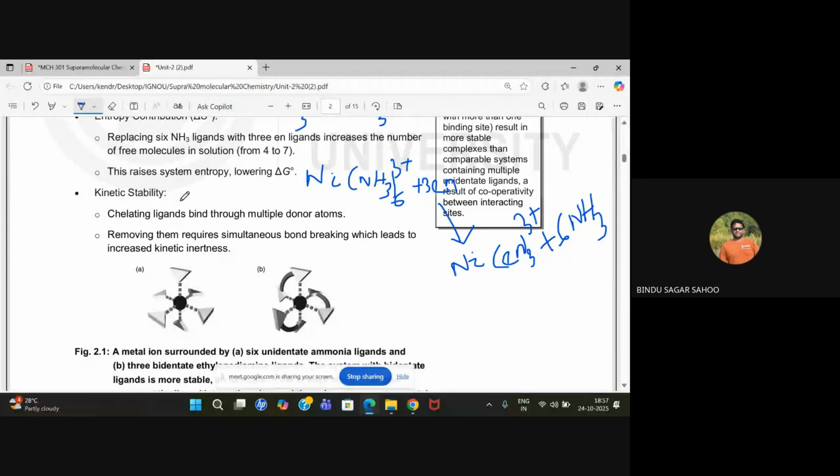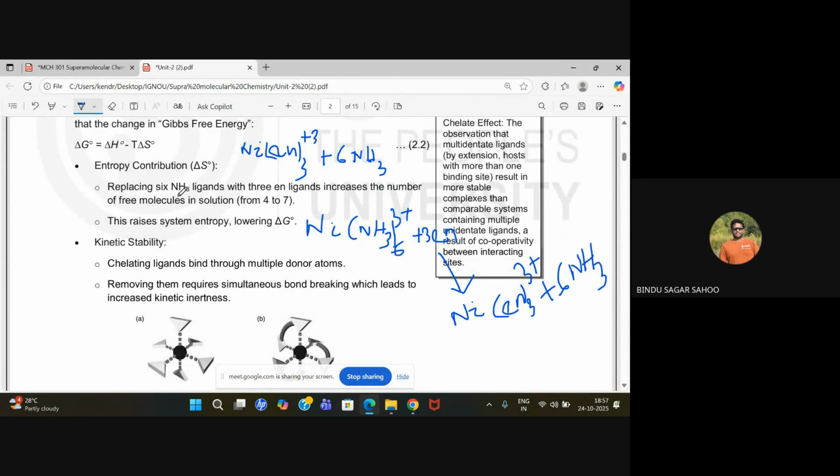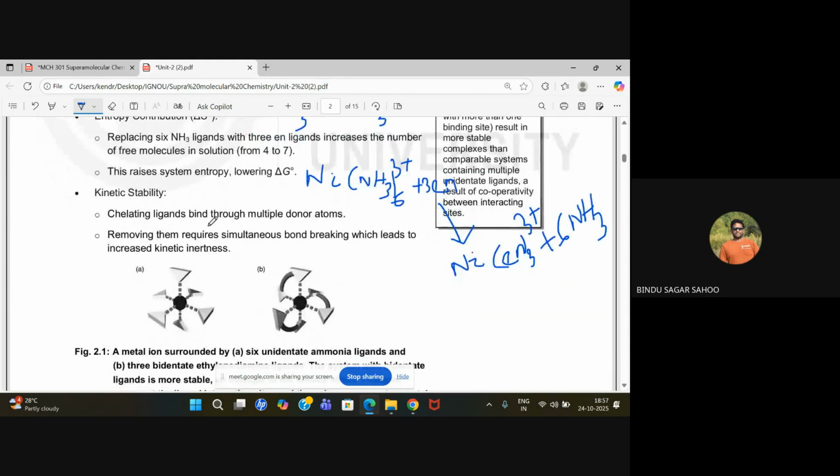Okay, so another parameter is kinetic stability. When the chelating ligands bind through multiple donor atoms, we can easily remove them also. Simultaneously, we can make the bond breaking, and we can simultaneously make the formation of another complex also. So these rings will overall form the stable complex. The chelate bonds with the metal can sometimes break, and can easily be substituted by other ligands also. When the product formation is faster, taking a lower time, that is called kinetic stability.